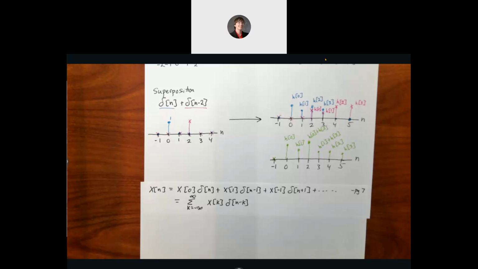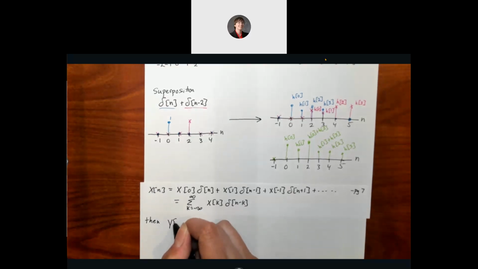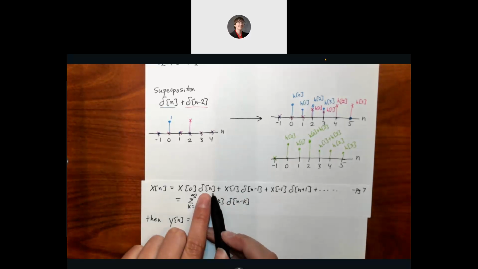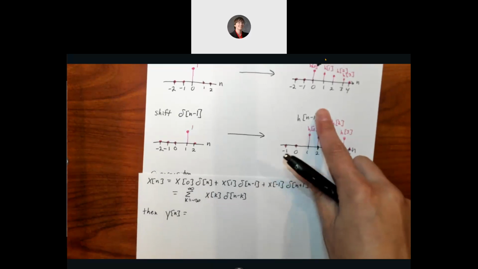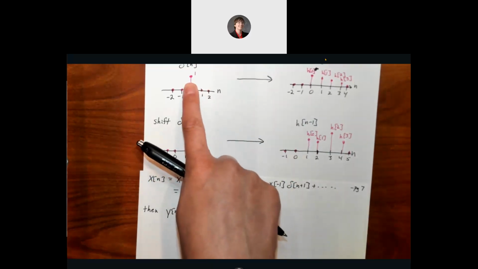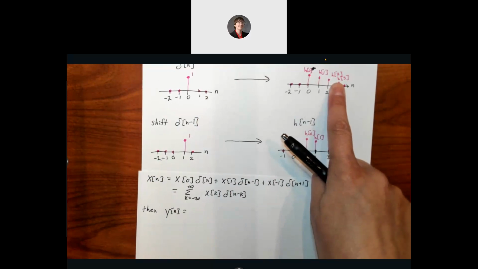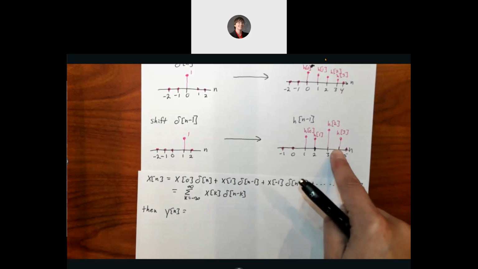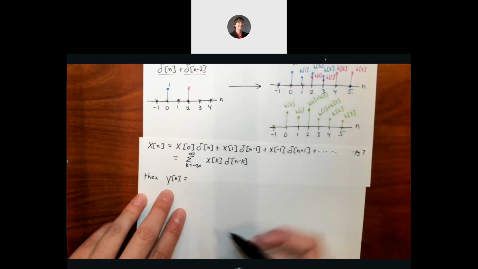So what that means is that if I'm looking for the output to this input signal, so my output, y of n, well, these x values here are just numbers, so those are just scale factors. And then I can take what I learned from up here and recognize that if I have delta of n, the response is h of n. And if I shift it in some way, I just get a shifted version of that h of n.